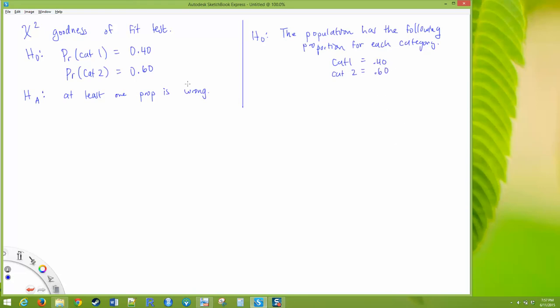And in this case, when you have only two categories, you can have directional alternatives, okay? So you can have a directional alternative for cases with only two categories. Okay, if you have more than two categories, it must be non-directional.